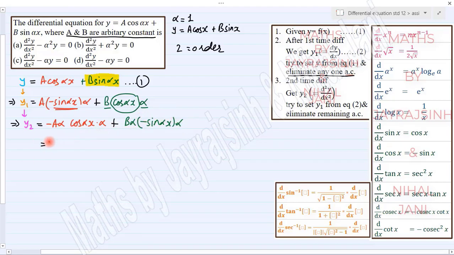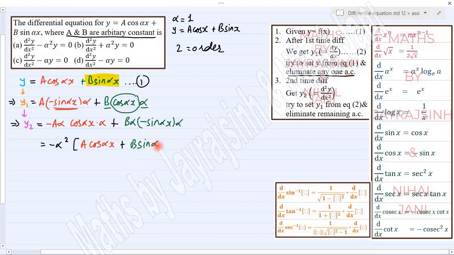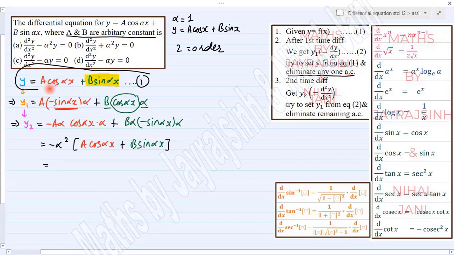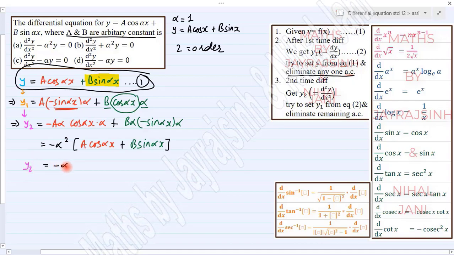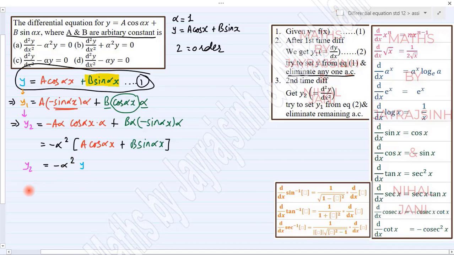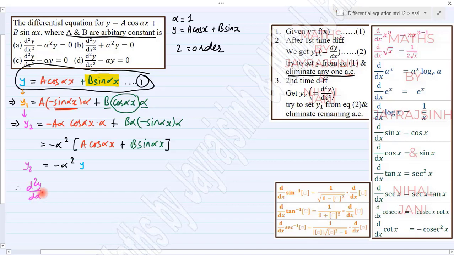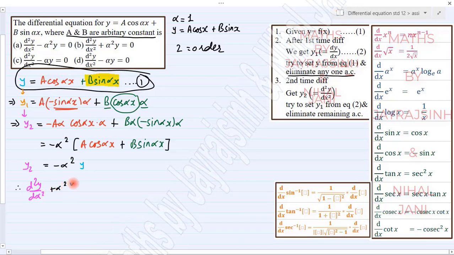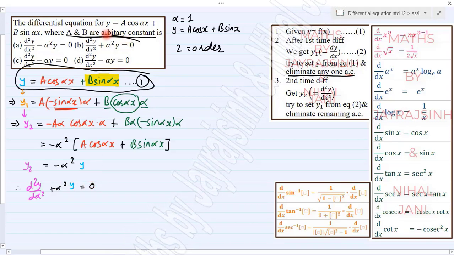Now, as you can see, we can take minus alpha square common from these two terms, and we will get a cos alpha x plus b sin alpha x, which is actually your y from the first equation. So here we'll get y2 is equal to minus alpha square into y, or we can say d square y by dx square plus alpha square y equal to 0 is your required differential equation, which is given in option B.